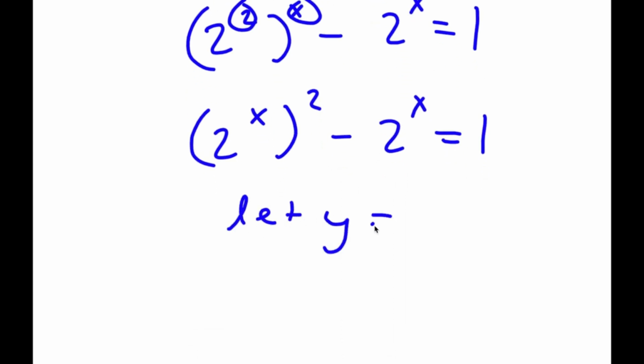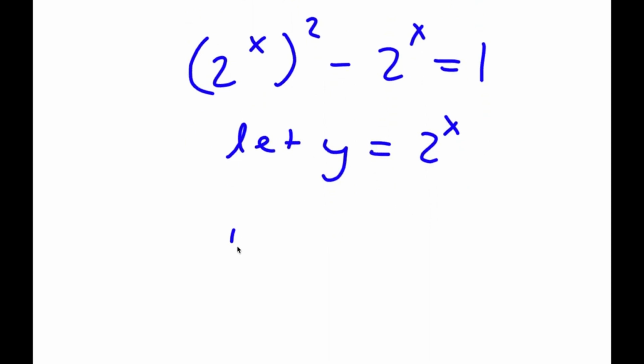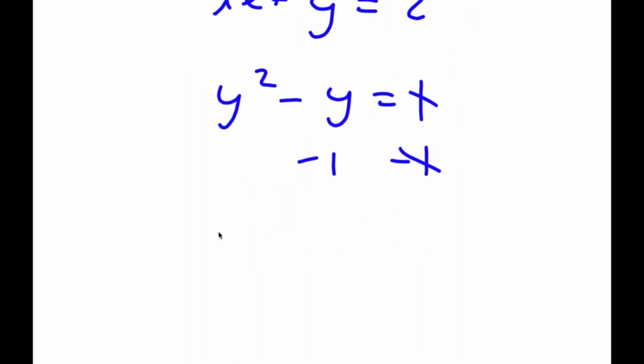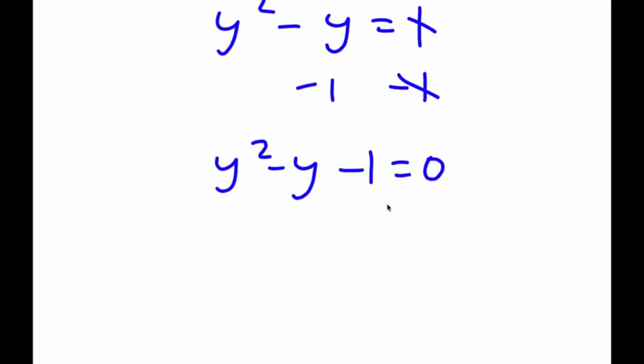Now, I'm going to let y equal to 2 to the power of x. So now I have y squared minus y is equal to 1. Now all I have to do is subtract 1 on both sides, and I get y squared minus y minus 1 is equal to 0. So now I have a quadratic equation to solve.